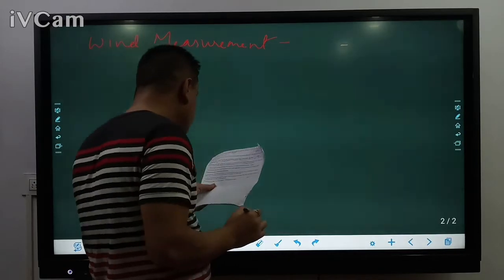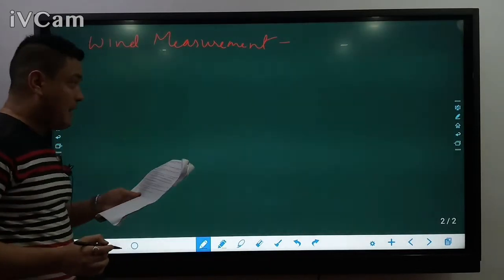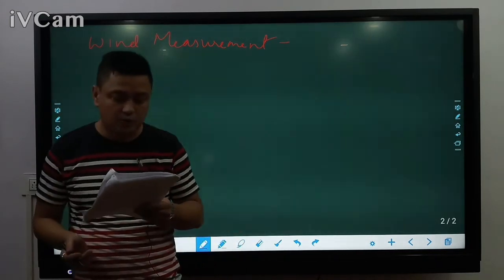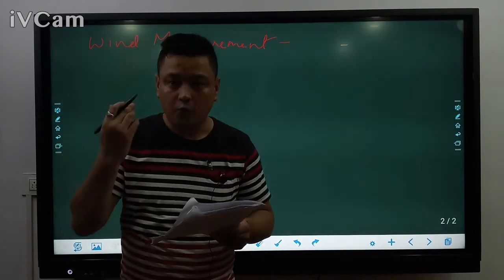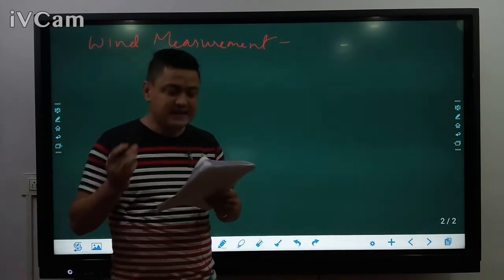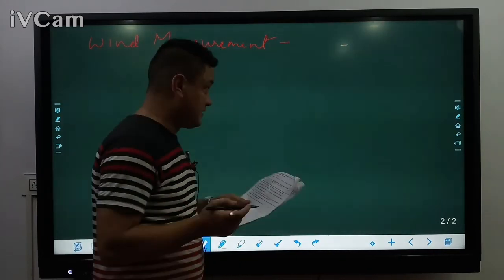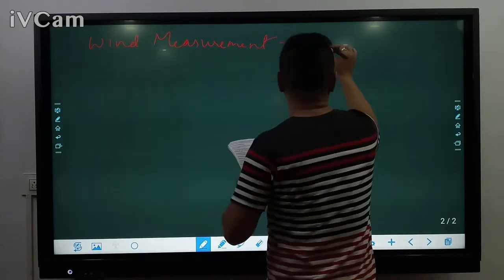Now I'm writing wind measurement. Wind is measured by a weather vane. Okay, you can refer to your book also. Also known as a wind vane or weathercock, it is an instrument used to determine the direction of the wind. Okay, wind is measured by a wind vane.